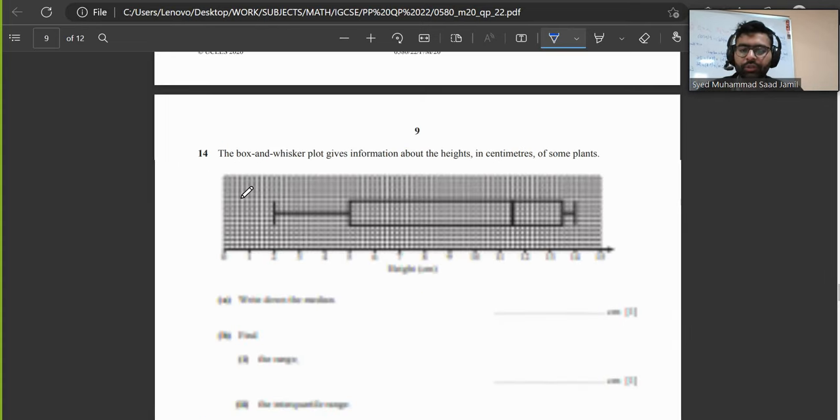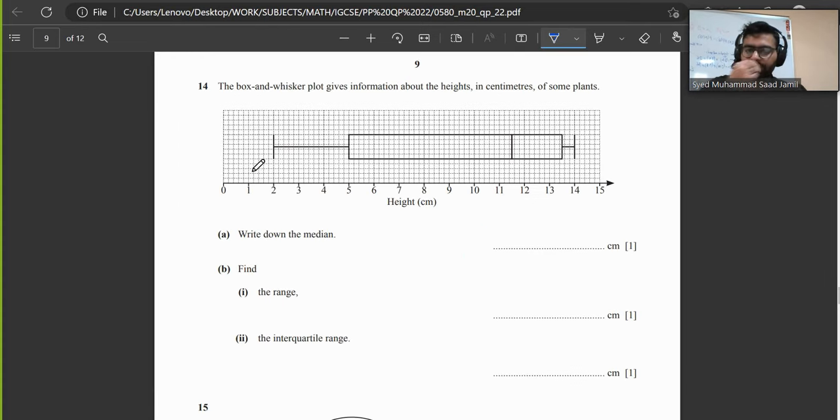Moving on to the next question, it says the box and whisker plot gives information about the heights in centimeters of some plants. Write down the median. Median always in the box and whiskers diagram is this middle one. So it's going to be 11.5. Whenever you're asked to find the range, it basically means the biggest number, which is 14, minus the smallest number, which is 2. So the range is going to be 12.